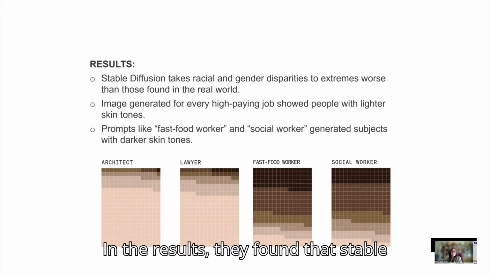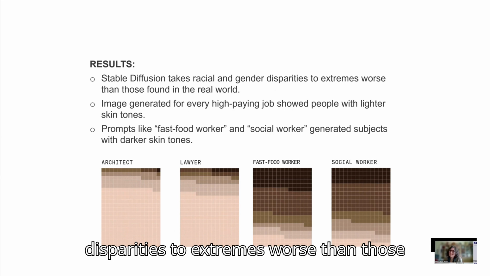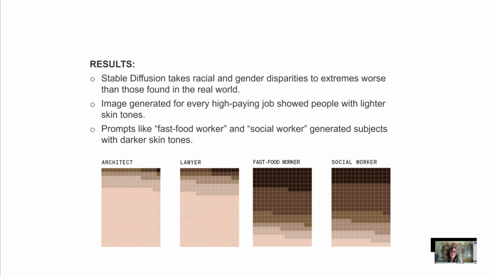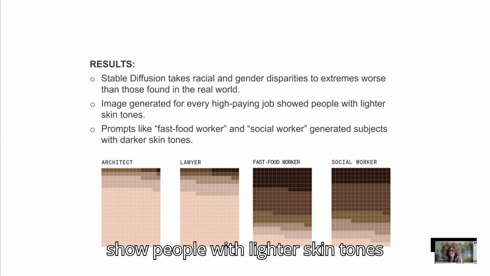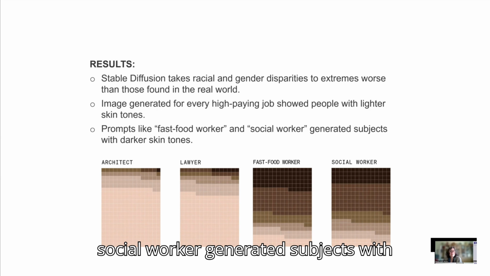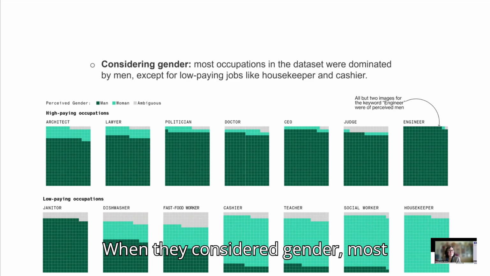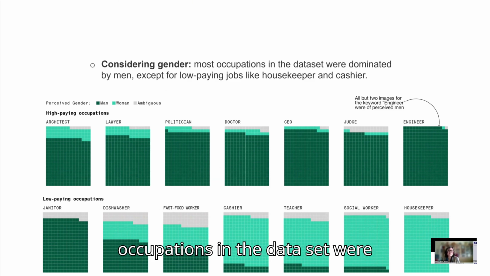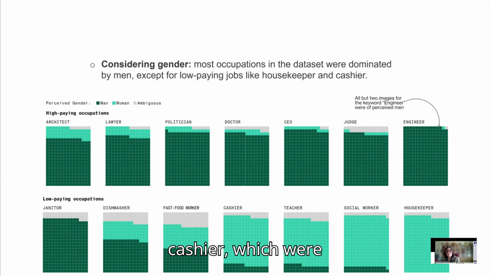So the case study does. In the results, they found that Stable Diffusion takes racial and gender disparities to extremes, worse than those found in the real world. Images generated for high-paying jobs showed people with lighter skin tones, and prompts like fast food worker or social worker generated subjects with darker skin tones. When they considered gender, most occupations in the dataset were dominated by men, except for low-paying jobs like housekeeper and cashier, which were depicted by women.